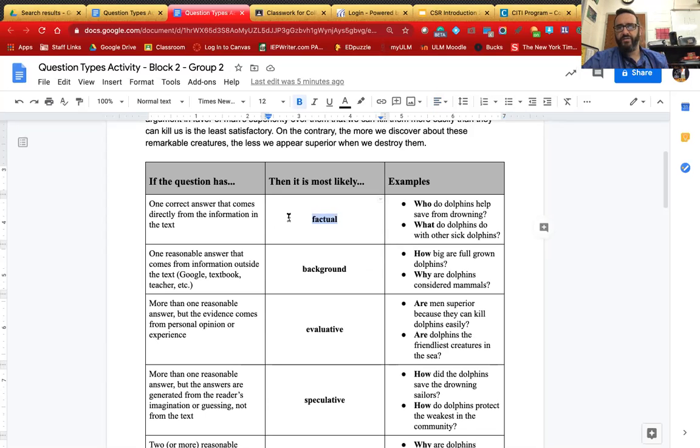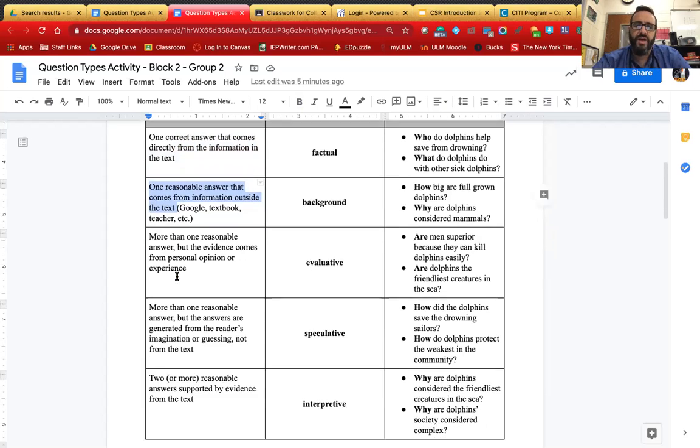Questions just about facts from the reading. So if you look here, it has one correct answer that comes from the text and it's really easy to find. Okay? So, what is the name of the main character is a very factual question. A background question, there's one reasonable answer, except it's not in the text. Typically, it's things that the author would assume a reader would know. Okay, or if you don't, you might need to do a quick Google search. And I'll show you my background questions.